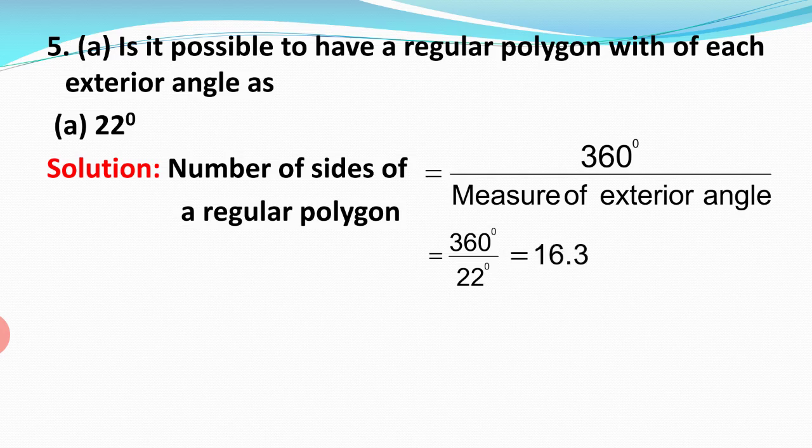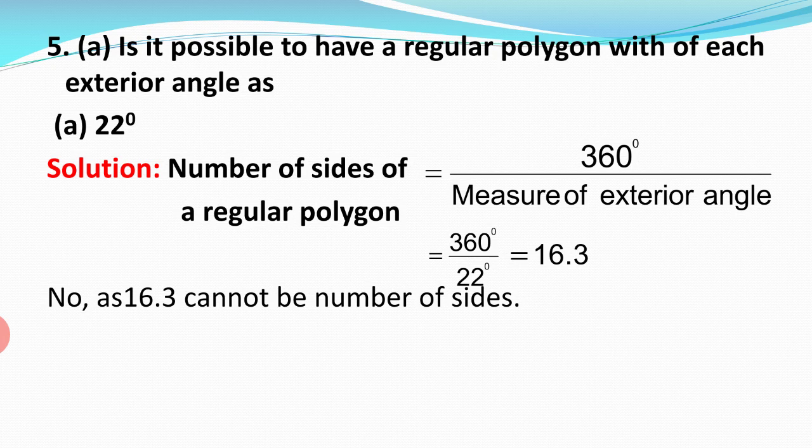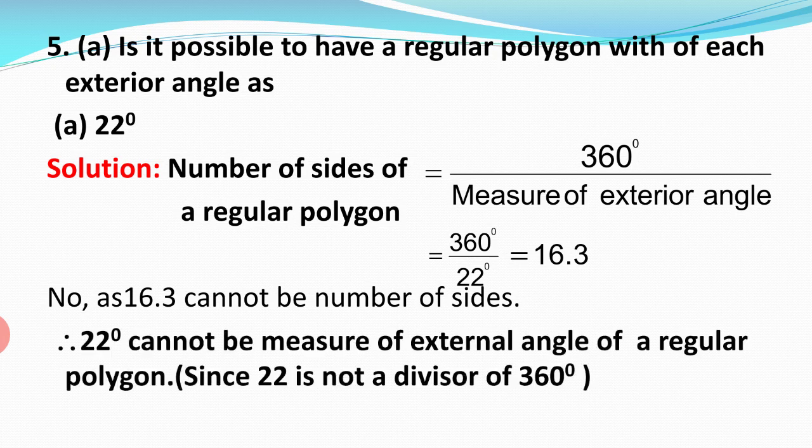But the answer comes out to be 16.3. That means 22 is not completely dividing 360 degree. Therefore we write, no, it is not possible, as 16.3 cannot be the number of sides. Or we can write, 22 degree cannot be measure of exterior angle of a regular polygon, since 22 is not a divisor of 360 degree. What is the condition that should be satisfied?